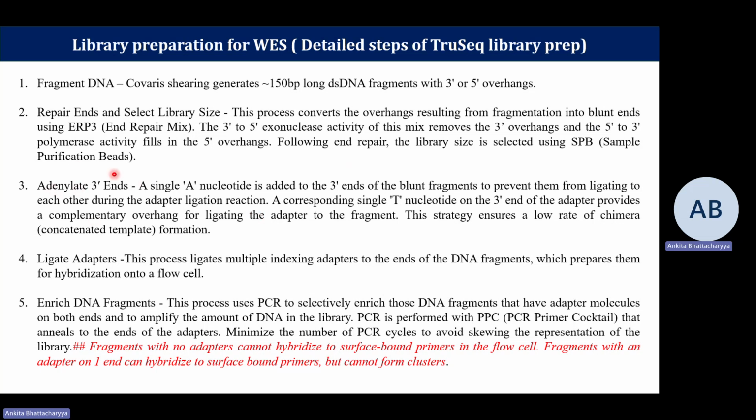Next crucial step is adenylation of the 3' end. Now, somebody might ask why. The reason for this is that a single A nucleotide or adenylation at the 3' end is carried out on these blunt fragments to prevent them from ligating to each other during the adapter ligation reaction, because there a ligase is present. So a continuous stretch of 3' OH ends can actually ligate with each other.